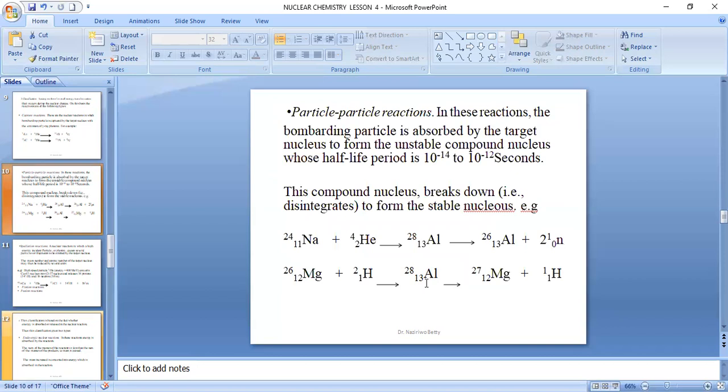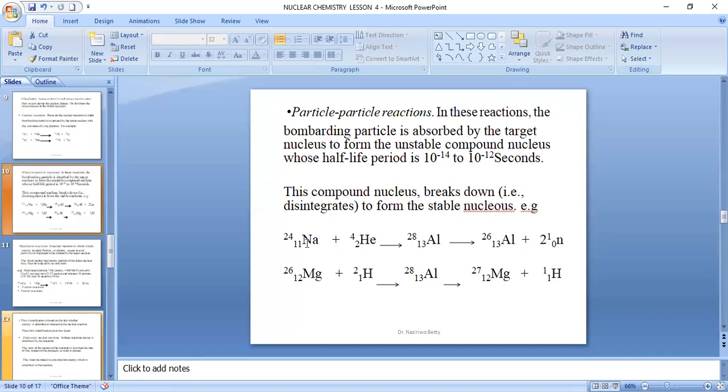The second type of reaction is the particle-particle reactions. In these reactions, the bombarding particle is absorbed by the target nucleus to form the unstable compound nucleus, whose half-life period is 10 to the power negative 14 to 10 to the power negative 12 seconds. These compound nuclei break down or disintegrate to form the stable nucleus.